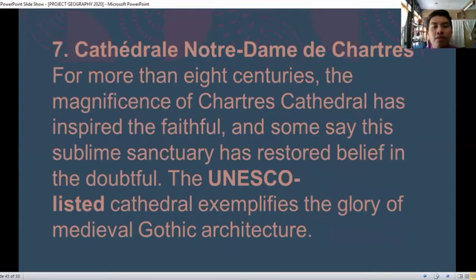Seven, we have Notre Dame Cathedral. For more than 8 centuries, the magnificence of the cathedral has inspired the faithful. And some say this sublime sanctuary has restored belief in the doubtful. The UNESCO listed cathedral exemplifies the glory of medieval Gothic architecture. Next is the picture of Notre Dame Cathedral.